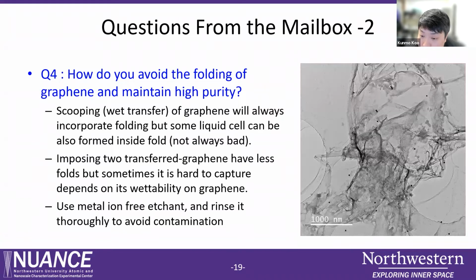The last question was how to avoid folding of graphene. This is a very hard thing to do because graphene is very flexible. Generally, scooping freestanding graphene will incorporate a lot of wrinkles, and directly pressing two transfer grids together will yield fewer wrinkles. To achieve wrinkle-less transfer of graphene, you might consider coating some polymer onto the graphene before you etch the copper, but it is sometimes very tricky to eliminate the polymer completely after the transfer.